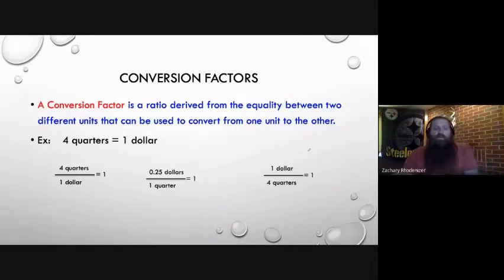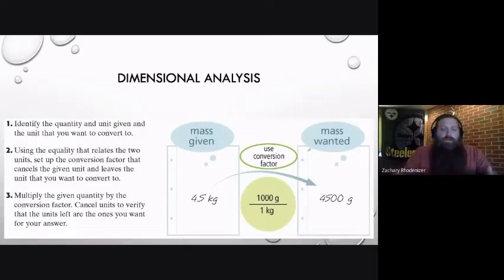Now, the easiest way to think about this is in terms of quarters and dollars because we use them all the time. But let's look at this slide because this is more relevant to our chemistry discussion. So if you're given a mass like 4.5 kilograms, and we need to use grams for a math problem, or we only have a scale that will do grams, then we need to convert, okay? So I need to go from kilograms over to grams, and in order to do that, I need to be able to use a fraction that gets me from point A to point B.